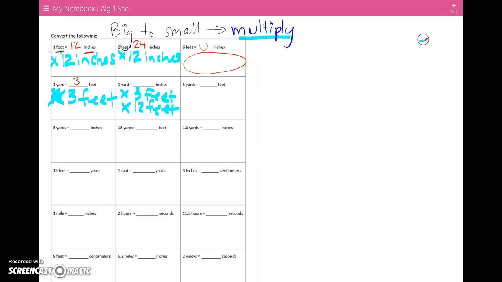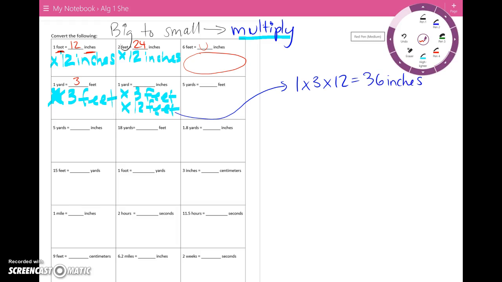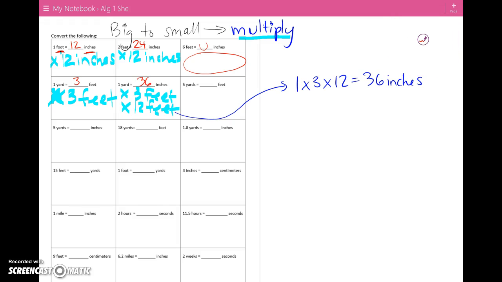So now I just have to multiply all that out to find out how many inches are in 1 yard. So I'm going to go ahead and do that over here. You guys will have more room on your paper. I don't have much room on here. So it's 1 times 3 times 12. And that's 36 inches. So, boom, there's your answer, 36. Okay?